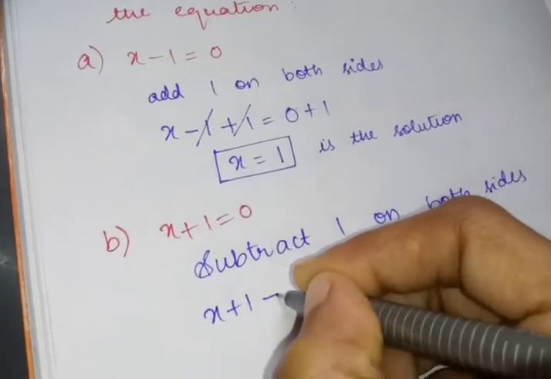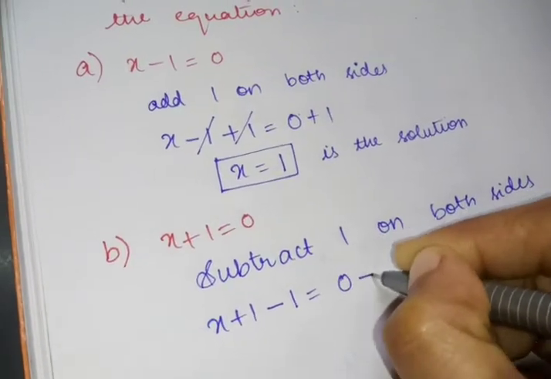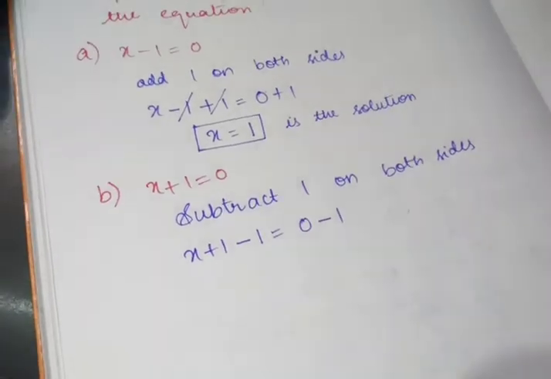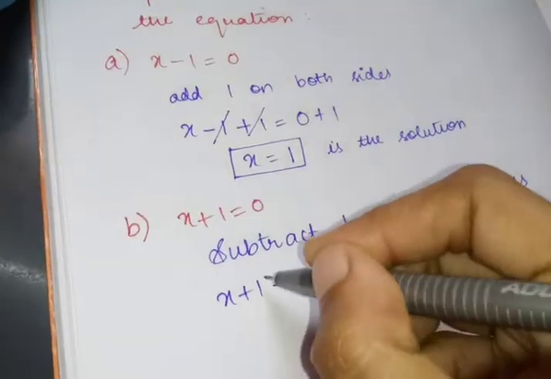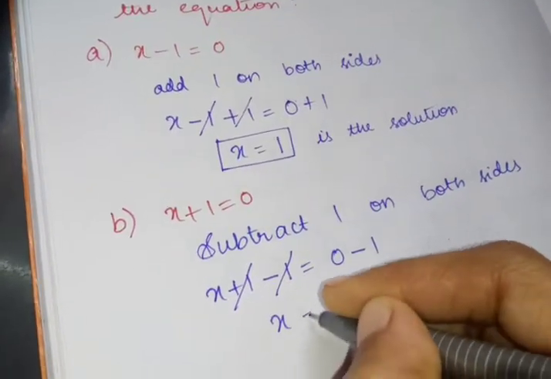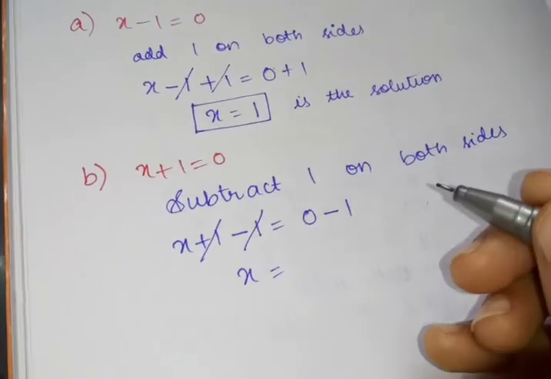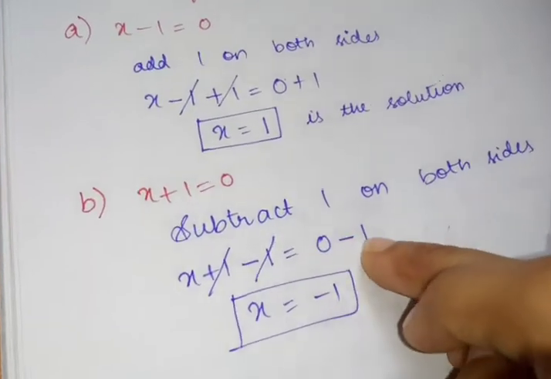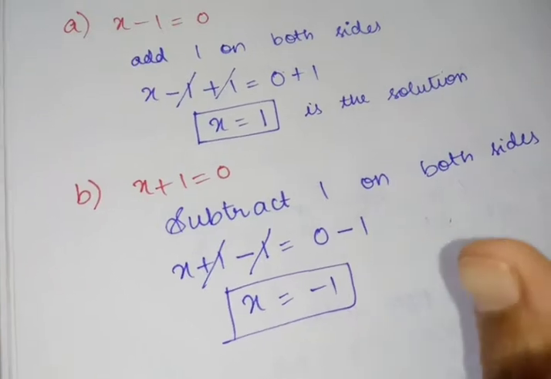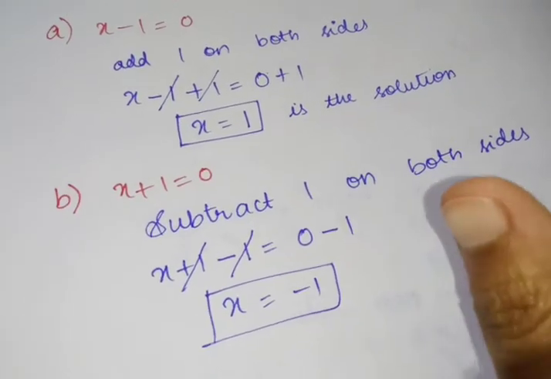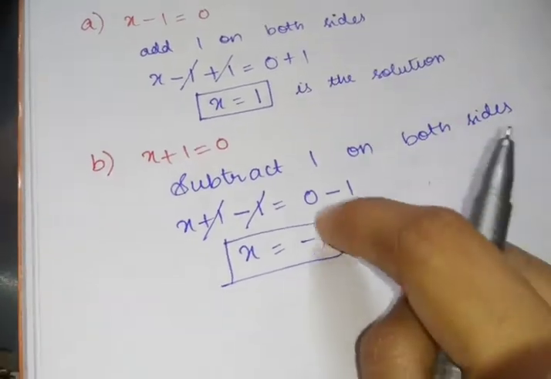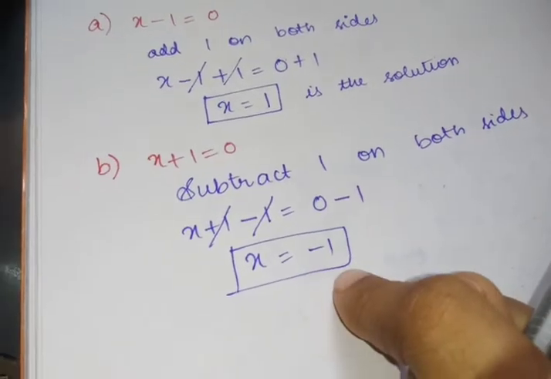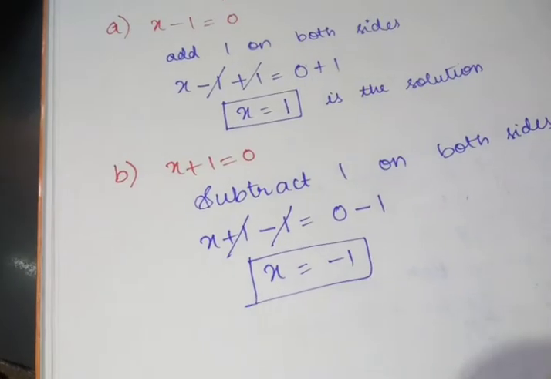x plus 1 minus 1 is equal to 0 minus 1. So plus 1 minus 1 cancel. So x is equal to 0 minus 1, which is minus 1. Listen, children, if anything is subtracted or added from 0, you write the same number. So 1 is subtracted from 0, so minus 1. This is your answer.